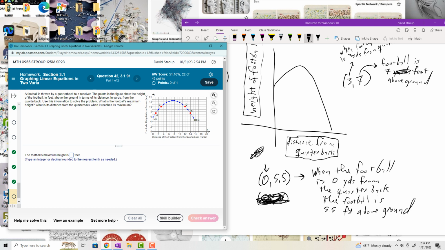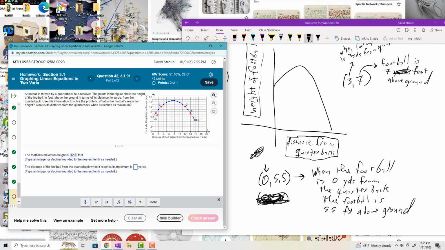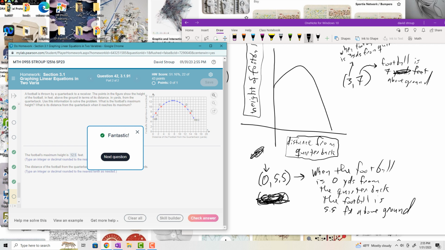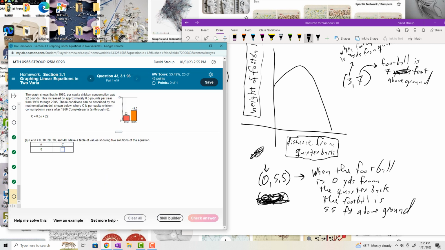They want to know what the maximum height is. So again, if the football's height above the ground is the y-axis, the maximum height is going to be the top of that, kind of looks like a blue hill. So way at the top there, it looks like it's about 12.5 maybe. So you just have to guesstimate these answers a bit. I hope it's right. And then it looks like it's happening in between 7 and 8, maybe 7.5, is the distance away from the quarterback when the football is at its height. And I'm just guessing at those.